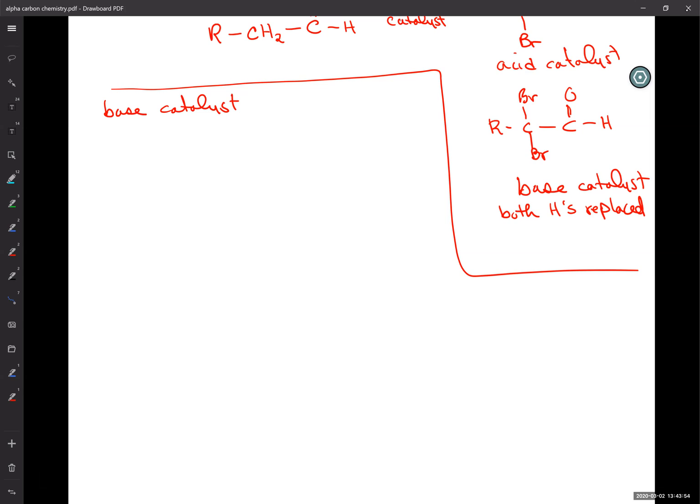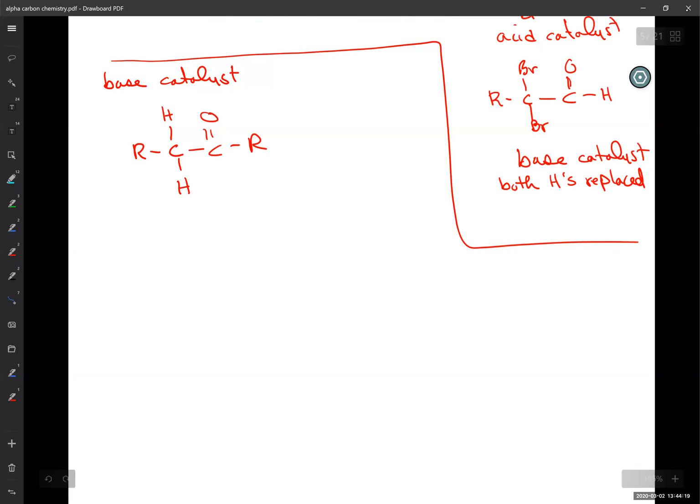Okie dokie. Let's see. R, C, H, A. Actually, I'm going to draw both hydrogens because it's a base catalyzed one, and we're going to remove both of them at some point. So I'll just draw them both in. I'll use R's on the ends, but the R's could be hydrogens or other things. And then I add a base, so let's say OH minus, and that's typically what we're going to be using.